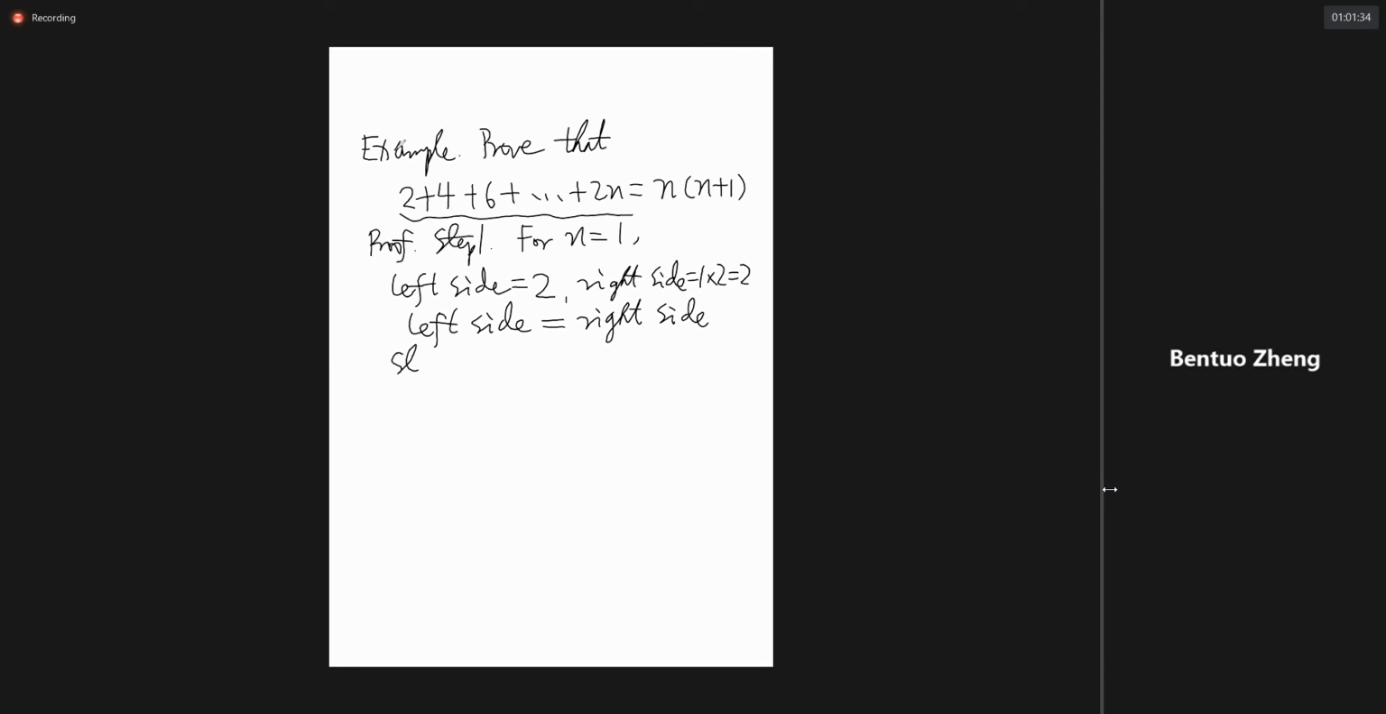Okay, step 2. Assume for n equals n0, the equality holds. So that is 2 plus 4 plus 6 plus up to 2 times n0 is equal to n0 times n0 plus 1.